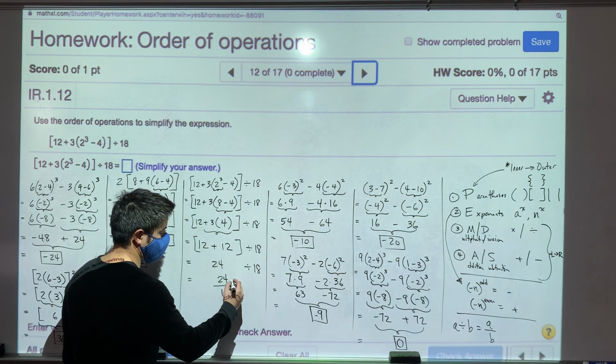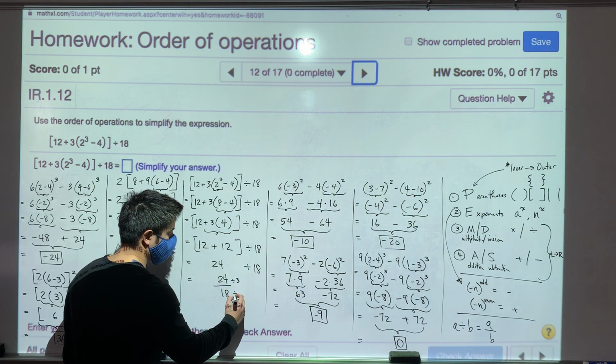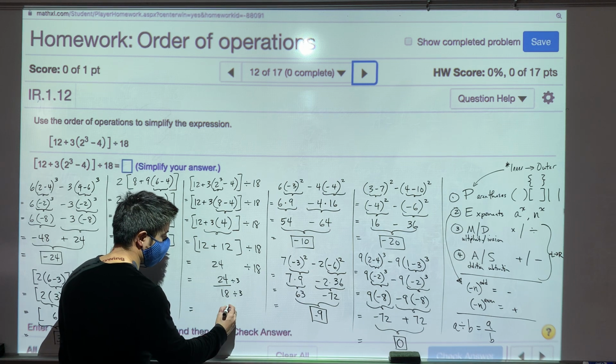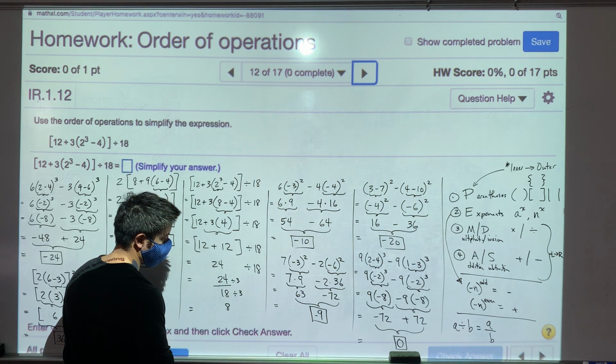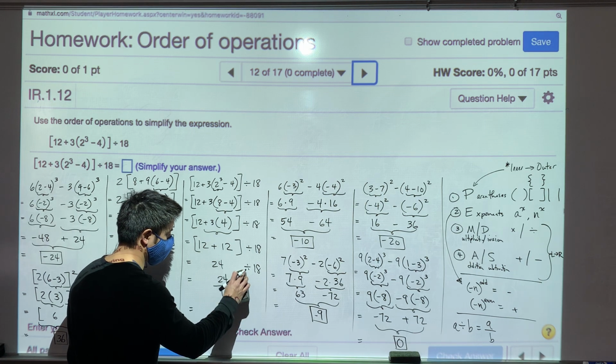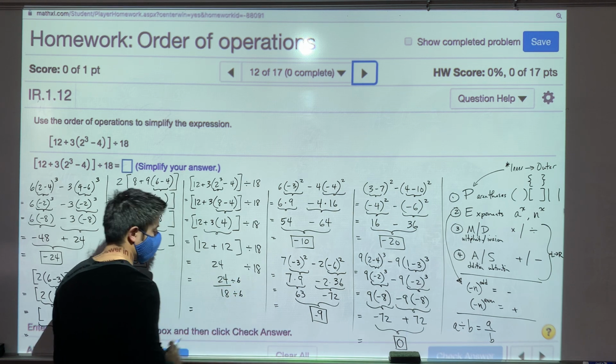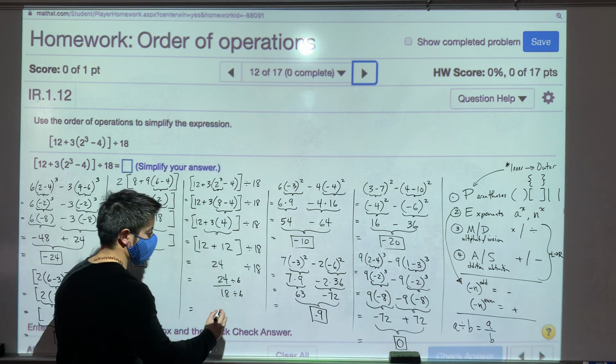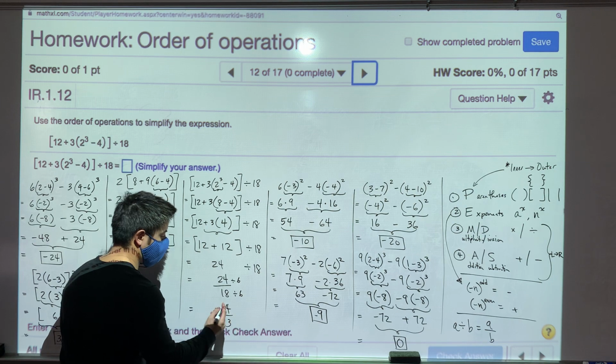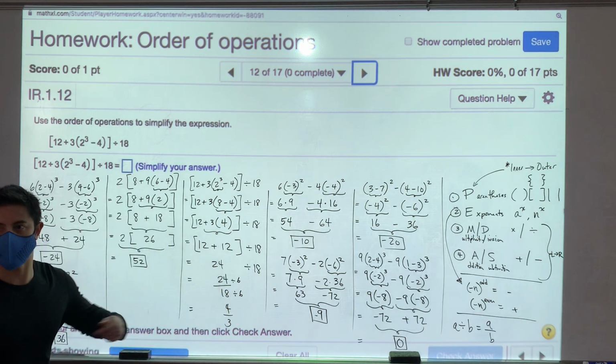Well, if I divide everything by 3, I'm going to get 8 over 6. Oh, did I make a mistake? I could have divided by more. What am I missing? Divide by 6. Not paying attention. If I divide everything by 6, I'll get 4 over 3. Now, if you divided by 3, you could do that, but you would have had to keep dividing.